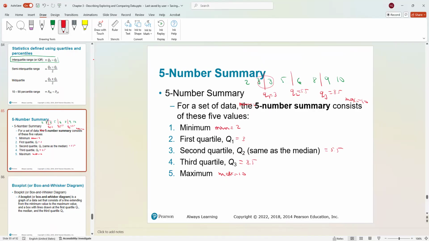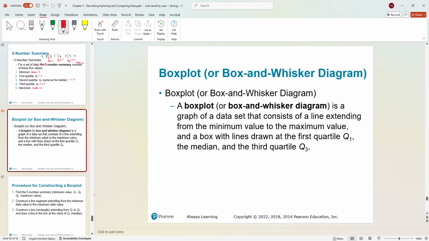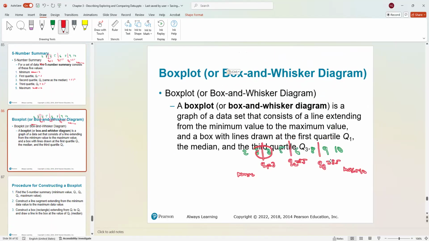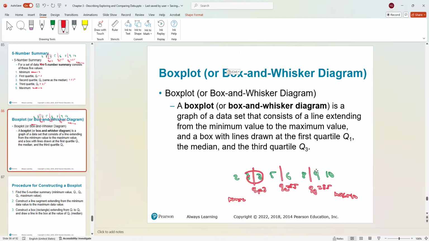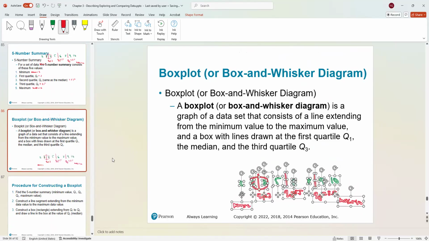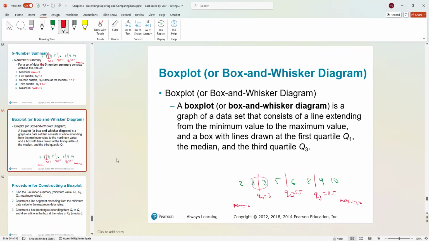Now we need this information very much to construct a box plot. So how to construct that box plot? I'm going to show you here. The first thing to do is to put some numbers, like from 0 to something. So I'm going to reorder my data like on a number line.